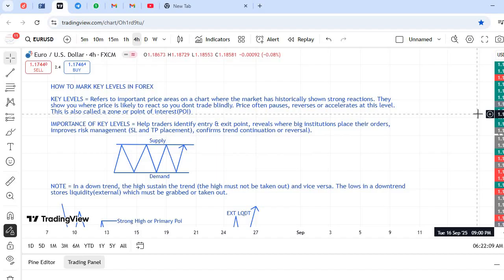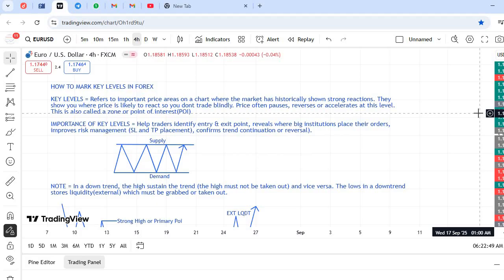So we have how to identify and mark key levels in Forex. Number one, what do we mean by key levels? Key levels refer to important price areas on a chart where the market has historically shown strong reactions. They show you where price is likely to react, so you don't trade blindly. Price often pauses, reverses, or accelerates at these levels.